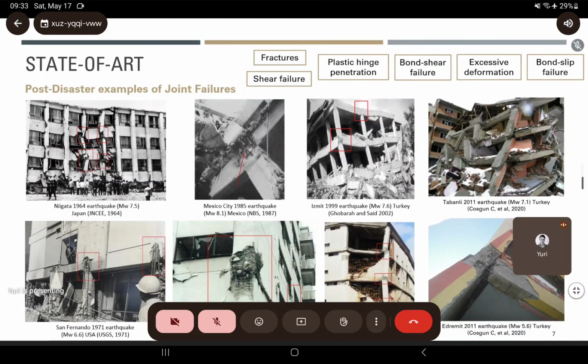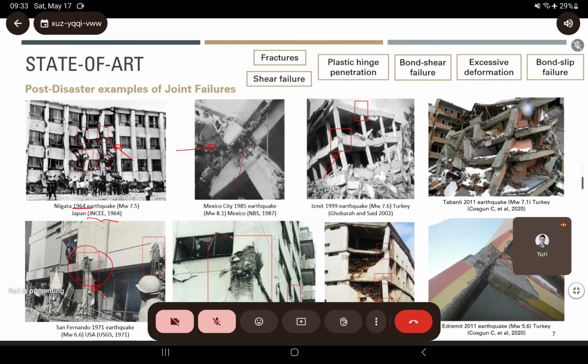Okay. Here are some of the examples that we've seen after earthquakes, from the 1960s until today. In all these pictures, we have specific earthquakes gathered from specific reconnaissance reports. Here, as you can see, we have examples of external joint fractures. We have examples of shear failure, actually shear bond failure. Other examples of failure started in connections and expanded into the joints.